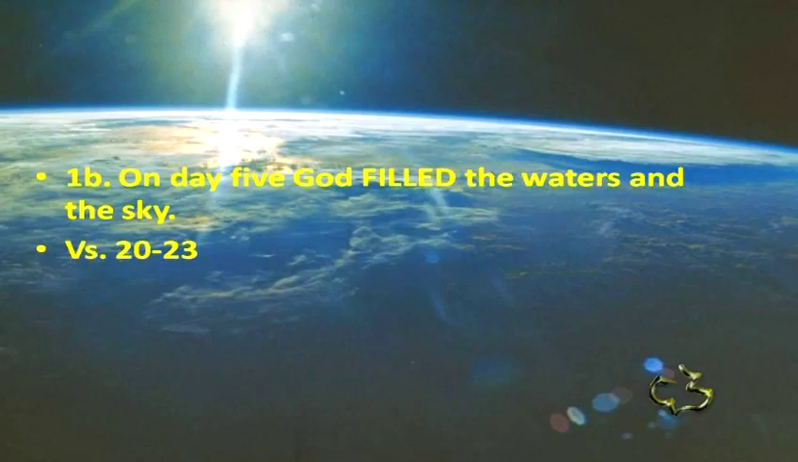On day five, God filled the waters and the sky, verse 20 to 23. Then God said, "Let the waters abound with an abundance of living creatures. Let birds fly above the earth across the face of the firmament of the heavens." So God created great sea creatures and every living thing that moves, with which the waters abounded according to their kind, and every winged bird according to its kind. And God saw that it was good, and God blessed them, saying, "Be fruitful and multiply and fill the waters and the seas, and let birds multiply on the earth." So the evening and the morning were the fifth day. So God divides the primeval waters and fills them. And again, day one corresponds with four, two with five, and three with six.